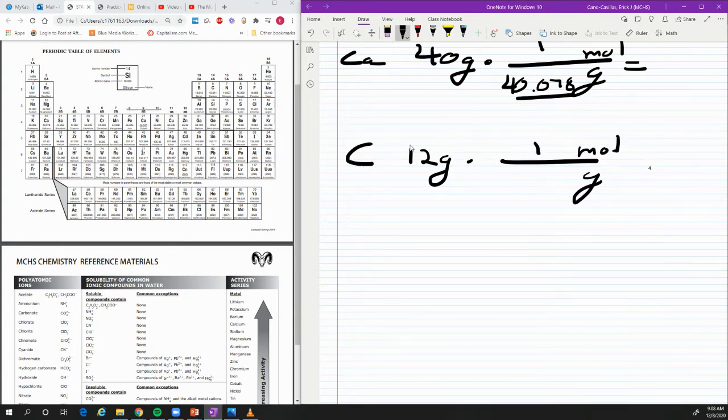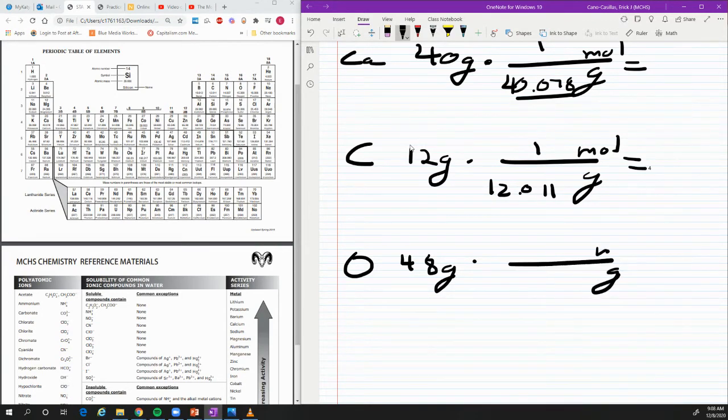This is always 1. Added weight. Carbon in the periodic table says it is 12.011. And we'll get an answer there too. And then for the last one, we have oxygen. It says we have 48 grams. And again, we want this in mole. So we'll just multiply it again.